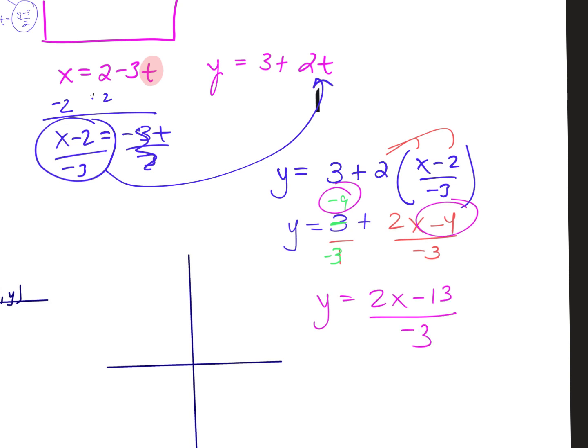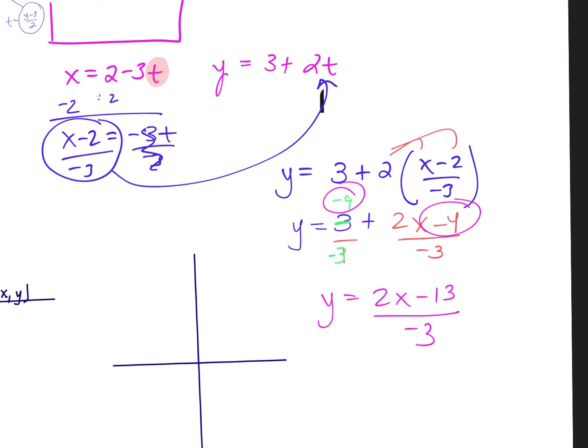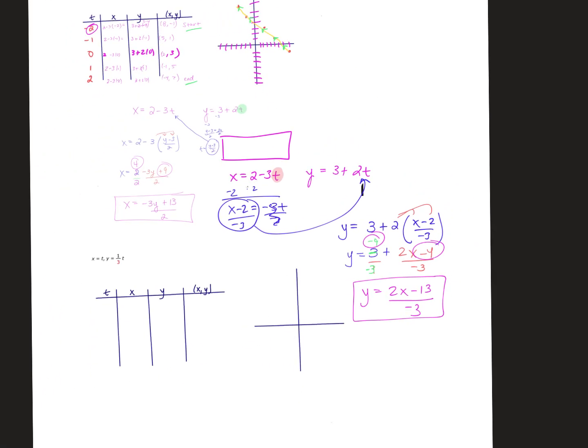So I have 2x minus 13 over negative 3. Could I write it 2x over negative 3 plus 13 over 3? Yes. Could I write negative 13 plus 2x over negative 3? Yes. But this is your rectangular equation. Both of these are fine.